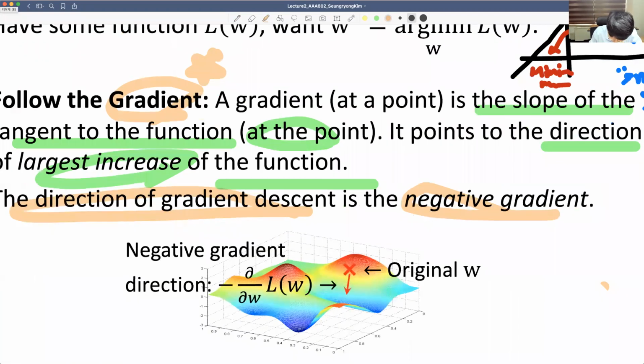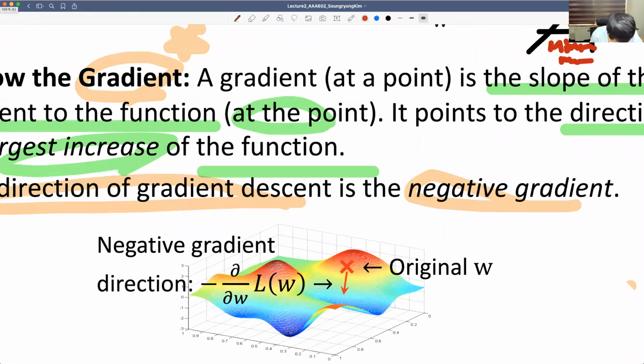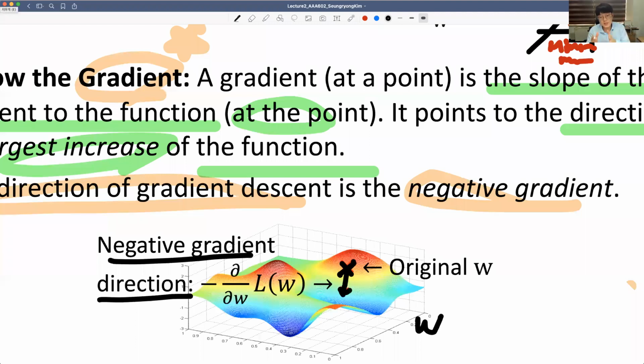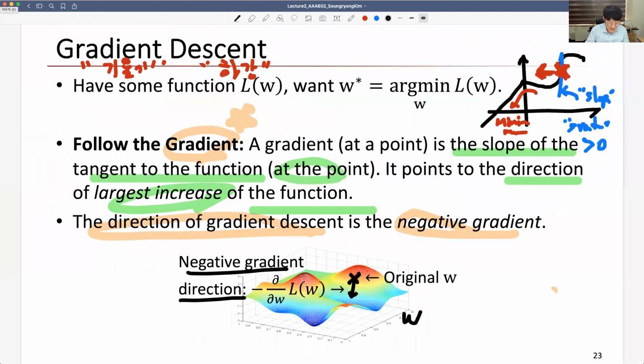So for example, here's our cost function with respect to some parameter W. Let's say we are here. To arrive at the minimum value, we have to find the optimal path. To find the optimal path, we have to determine the direction first. So in this case, we use the negative gradient direction to determine the further step, right? This is the main idea of gradient descent.